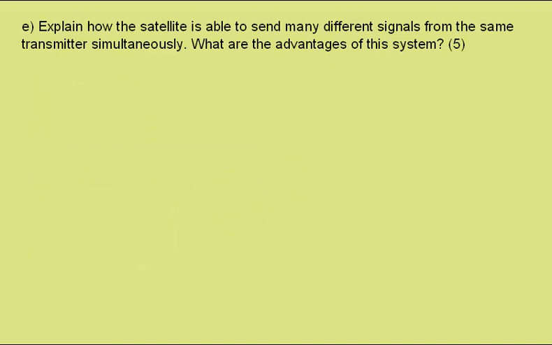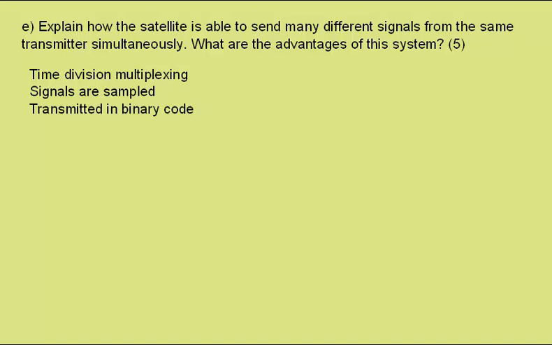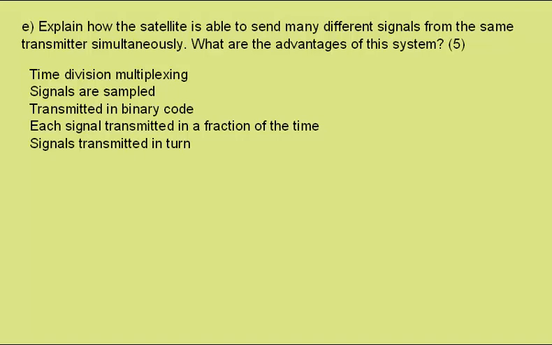Part E. Explain how the satellite is able to send many different signals from the same transmitter simultaneously, and what are the advantages of this system. Well, there are 5 marks here, so we need quite a lot of detail. Firstly, the system is called time division multiplexing. It involves sampling the signals and transmitting them in binary code. Each signal is transmitted in a fraction of the time. The signals are then transmitted in turn and sorted out at the other end.